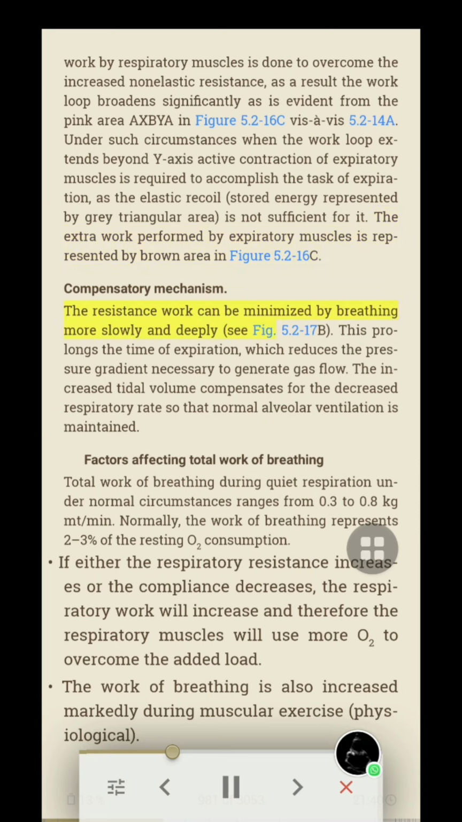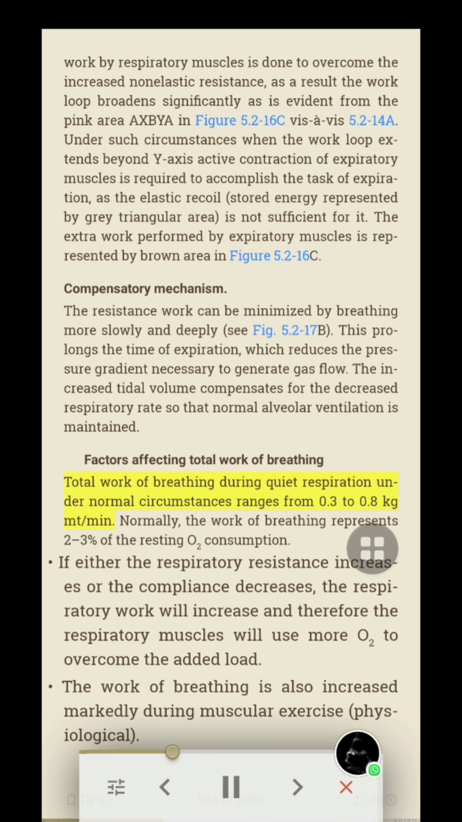Compensatory mechanism. The resistance work can be minimized by breathing more slowly and deeply, see Figure 5.2-17b. This prolongs the time of expiration, which reduces the pressure gradient necessary to generate gas flow. The increased tidal volume compensates for the decreased respiratory rate so that normal alveolar ventilation is maintained.